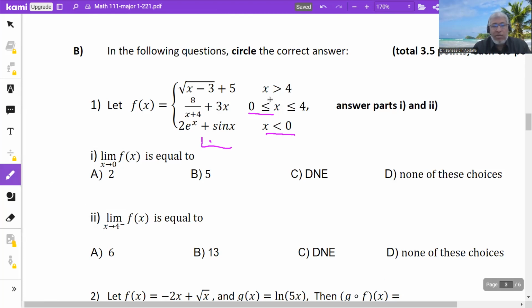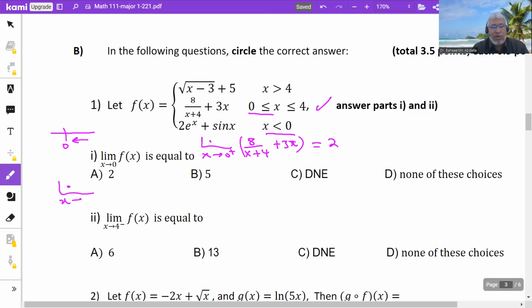So the limit from the right of 0. In this case, what would be the definition? We are approaching 0 from the right, so we are dealing with numbers greater than 0. So this would be the definition, x is greater than 0. So the definition is 8 over x plus 4 plus 3x. Now, to find the limit, I replace x by 0. 8 over 0 plus 4 means 8 over 4, which is 2. 3 times 0 is 0, so the limit is 2.